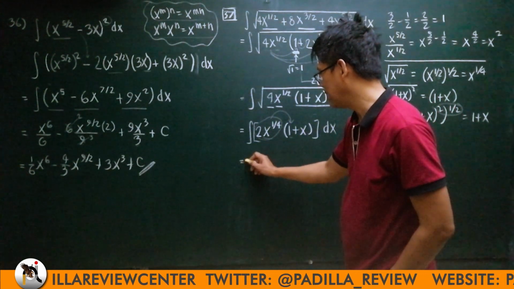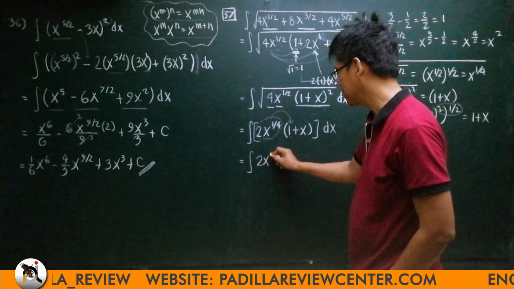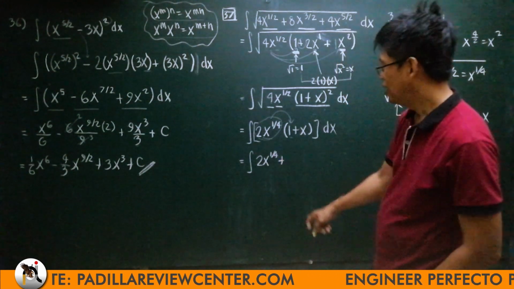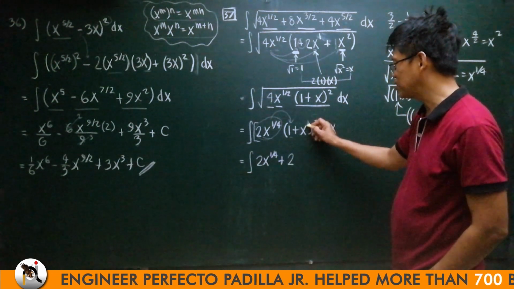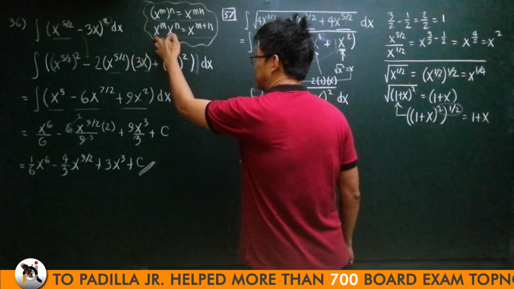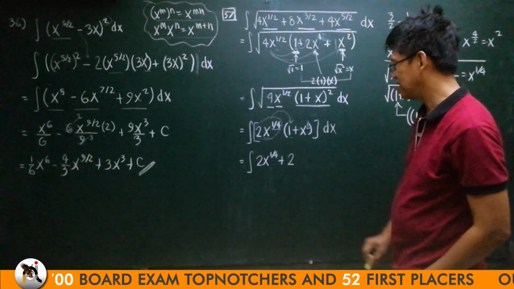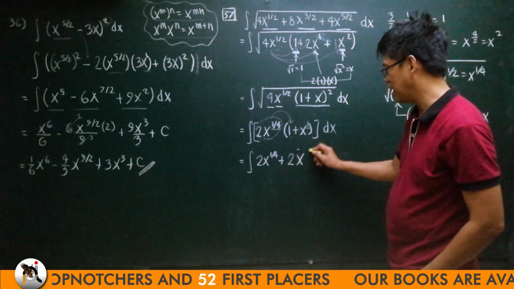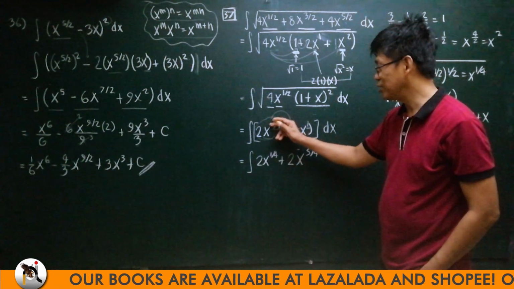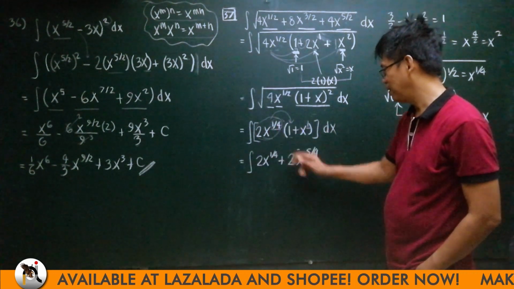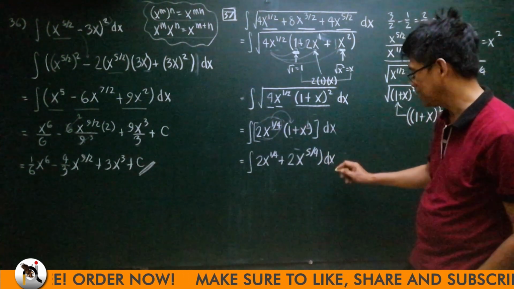So this is the same as integral of 2x to the 1/4 times 1, plus 2x to the 1/4 times x, that is 2, x to the 1/4 times x to the 1. x to the m times x to the n is x to the m plus n. 1/4 plus 1 is going to be x to the 5/4. Or when you add 1 to an exponent, you just add the numerator and denominator: 1 plus 4, 5 over 4. You get it? So multiplied by dx.